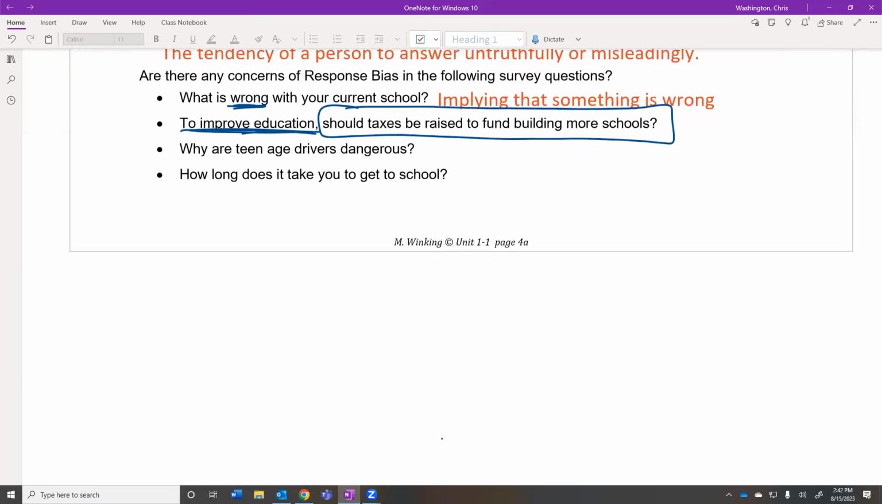Well, logically, wouldn't it be better for those raised taxes to go to the schools you're already having fund them more? It might be, yes.